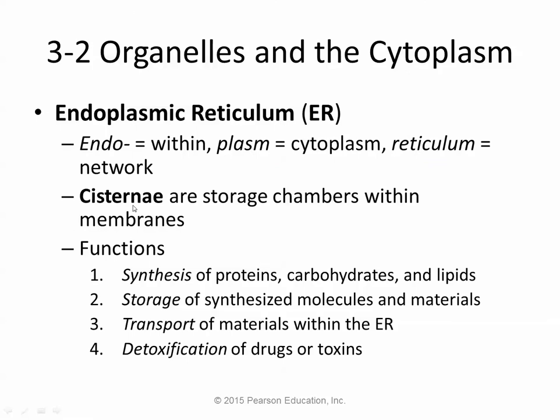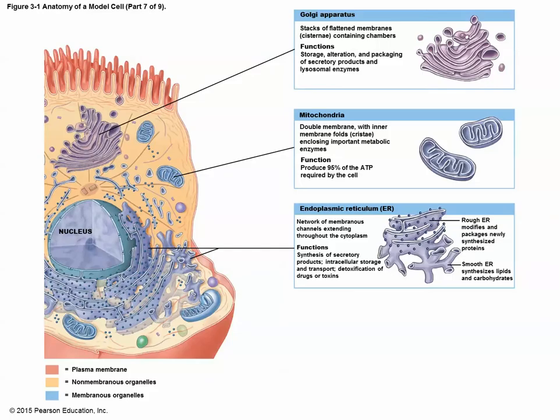It has something called cisternae. Now, cisternae, you're going to see this term over and over again. It literally means a water vessel for storing water. That is where the name came from. It's a Latin word. And we will see cisternae here within the endoplasmic reticulum. We will see cisternae also within the mitochondria. It's just a term that means one of these spaces that's contained within these membranes.